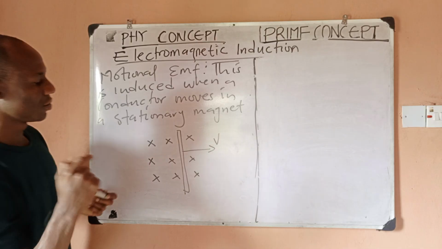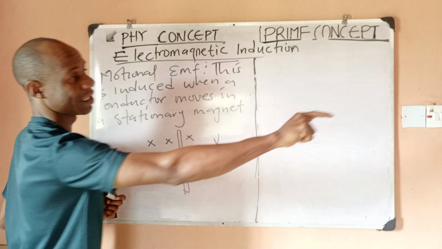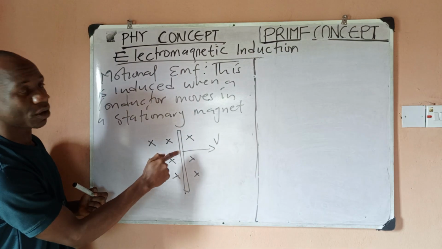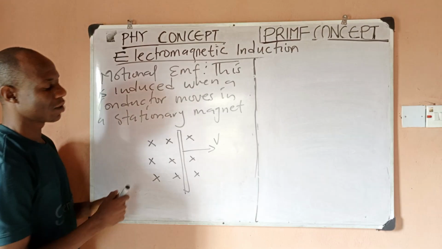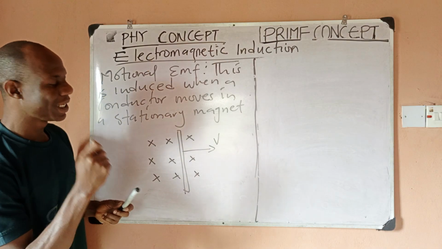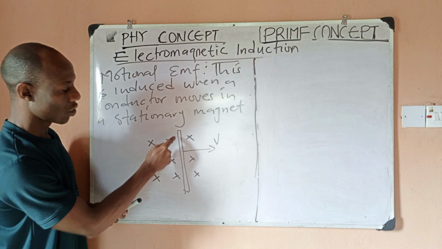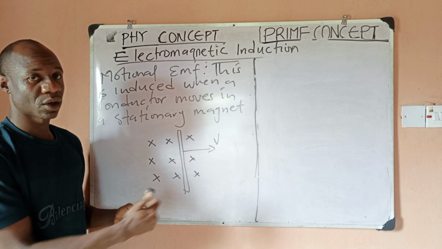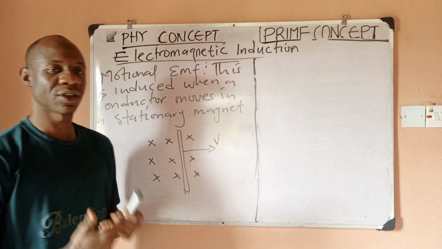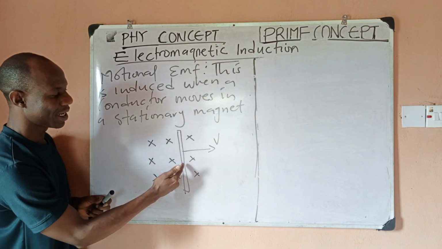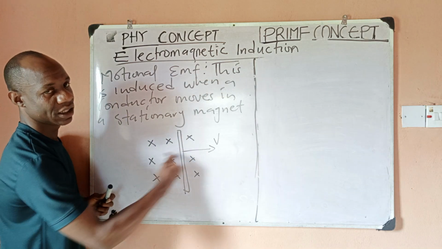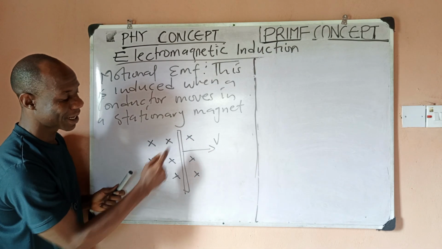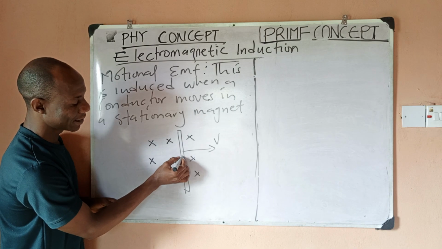Remember, my magnetic field is into the board, and then my velocity is like this. Your field and velocity are perpendicular, right? Now, you will notice that there will be a magnetic force on the electrons distributed around this conductor. Remember, every conductor has electrons, and the electrons are charge carriers. So if you move this conductor in this way, a magnetic force will be generated in this conductor, and that magnetic force would act downwards.